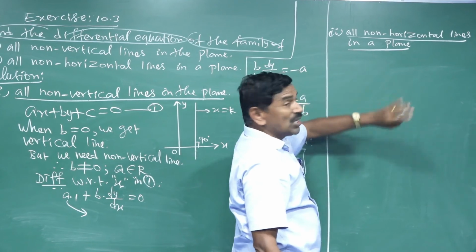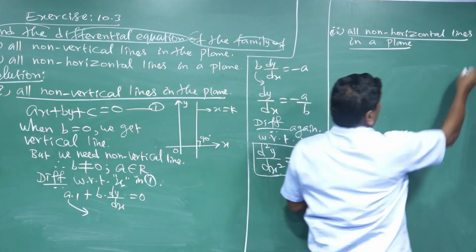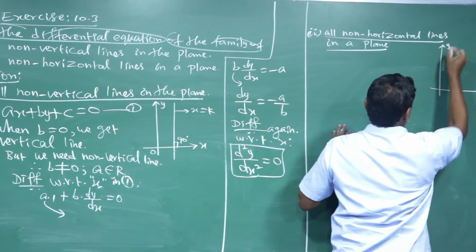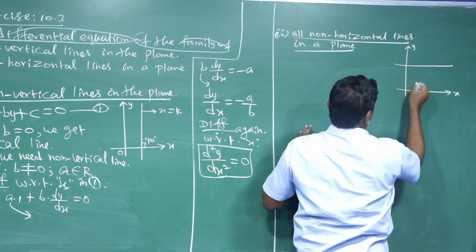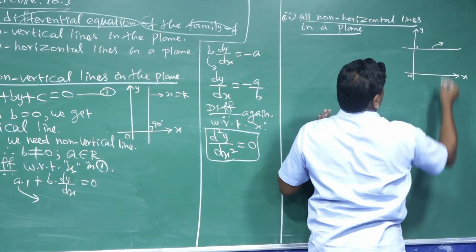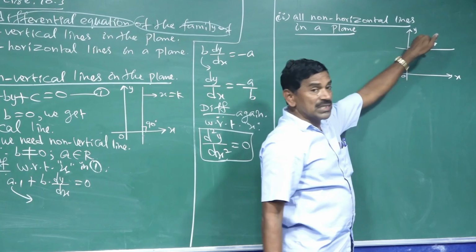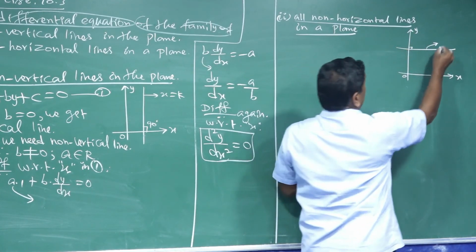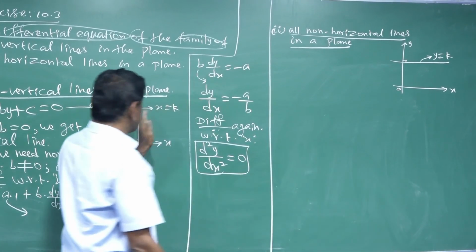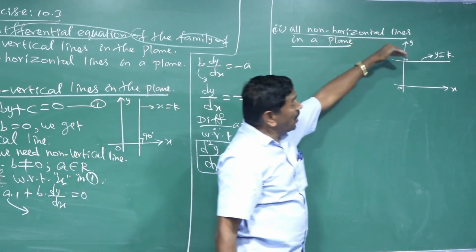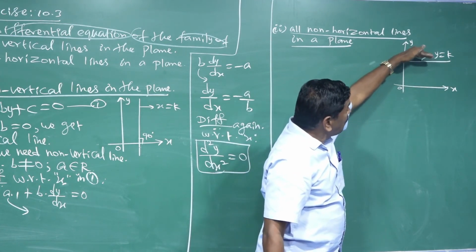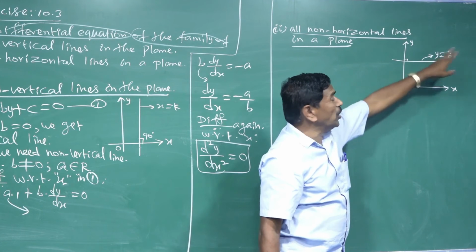For your convenience, I will draw a small diagram. Listen, x-axis, y-axis. Which is the horizontal line? Now can you tell me what is the general form of a horizontal line? Yes, y equal to k. The general form of a vertical line is x equal to k, and the general form of a horizontal line is y equal to k. So any line parallel to the x-axis is of the form y equal to k.